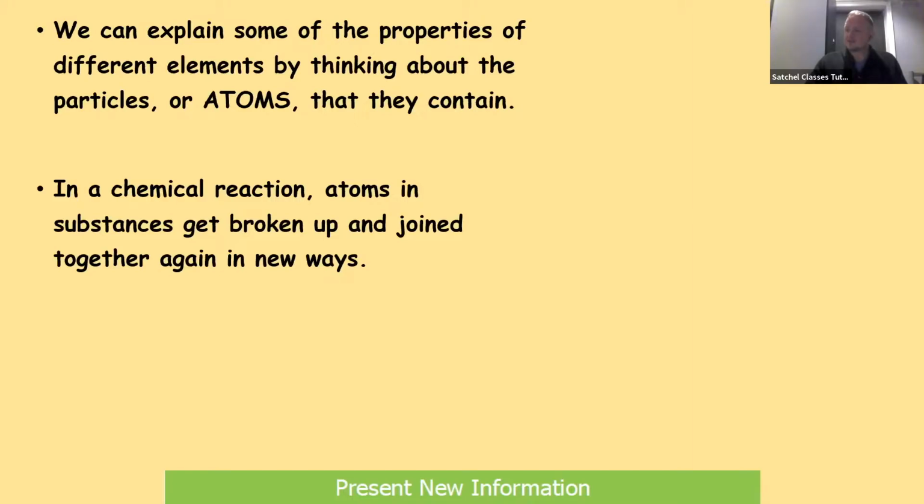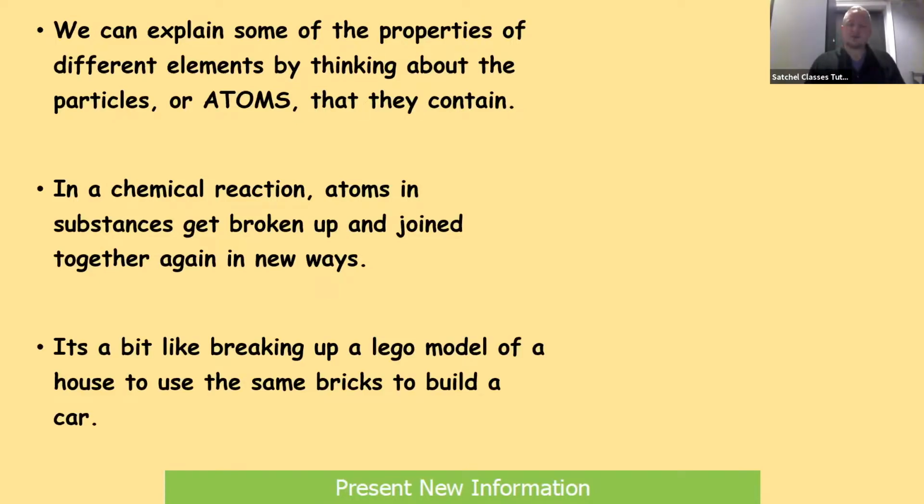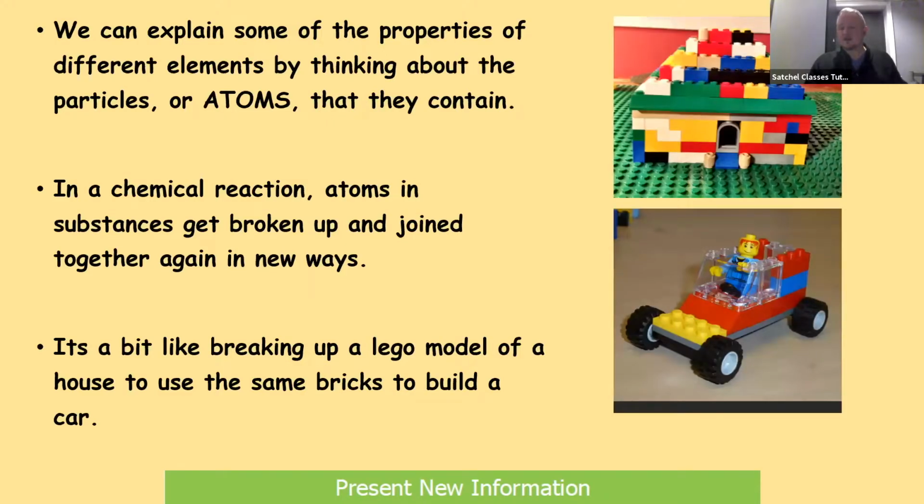So the reactant atoms are broken up and then they are rearranged and rejoined to give the products. The products cannot contain an atom that wasn't present in the reactants, nor can the reactants produce a product that contains different atoms to what they started with. It's a bit like breaking up a Lego model of a house and using that to build a car. You can't build the car with, say, a purple brick if there wasn't purple bricks in the starting kit that you got from breaking up the house.